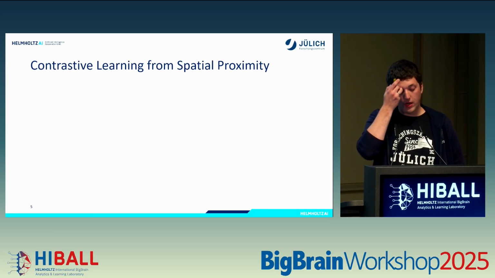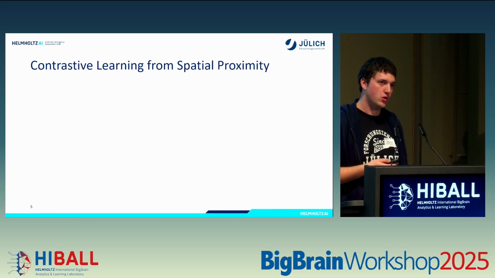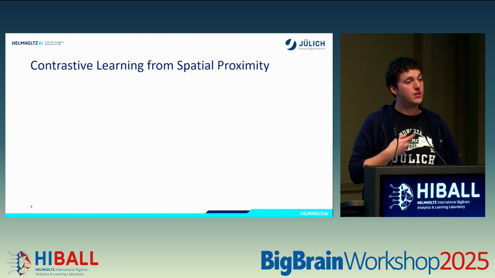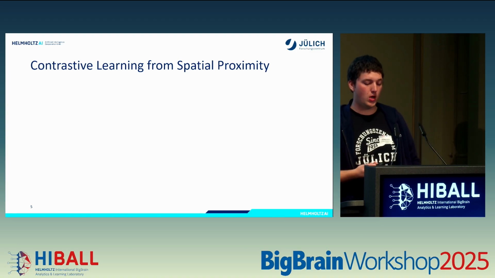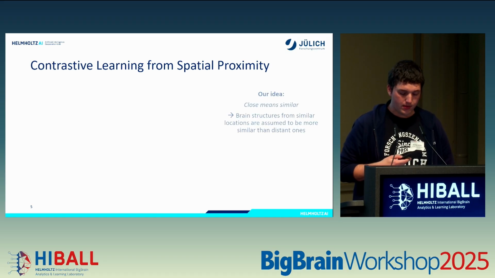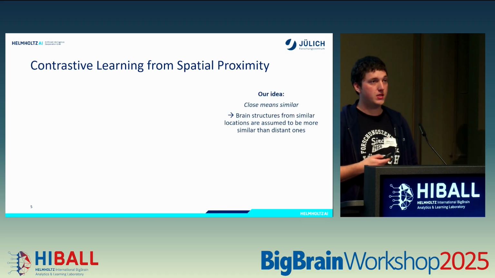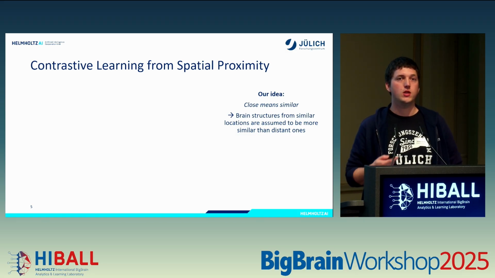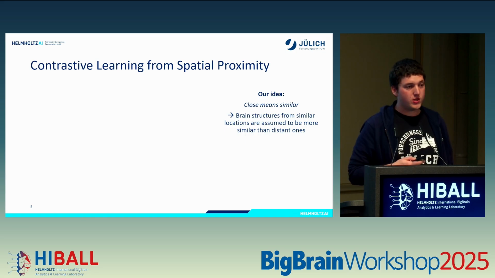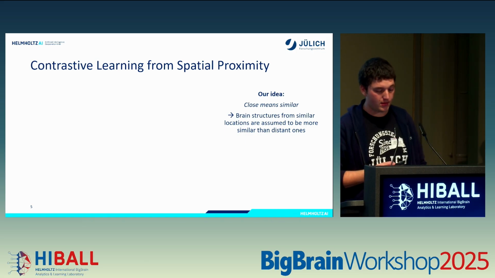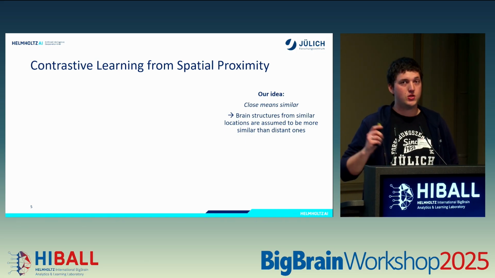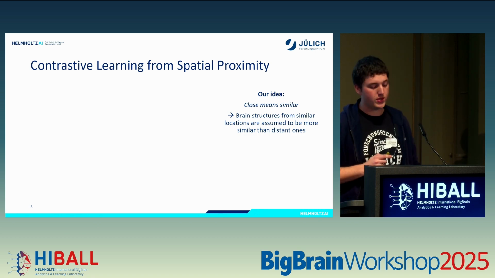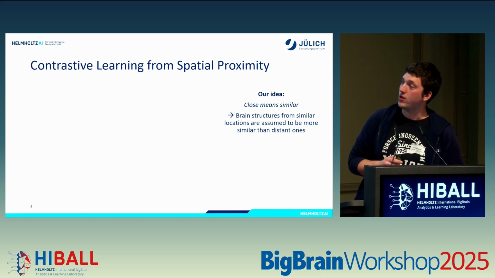We use an approach that we developed called contrastive learning from spatial proximity, where the goal is basically to make the model map images which we deem similar in some way or form to be encoded similarly. Our approach here is that we say close means similar. So the closer two locations are in the brain, we say these should be encoded more similarly. Of course, you might have objections here because this is definitely not true in a lot of cases, but it just has to work well enough so the model picks up the overall idea, and it turns out that the details are not actually that important.